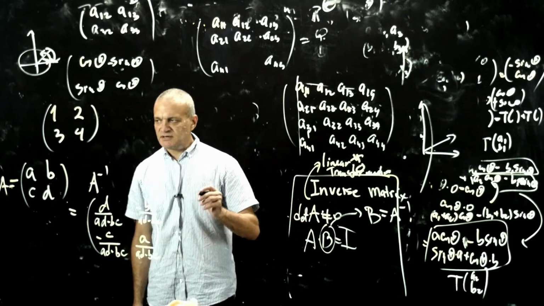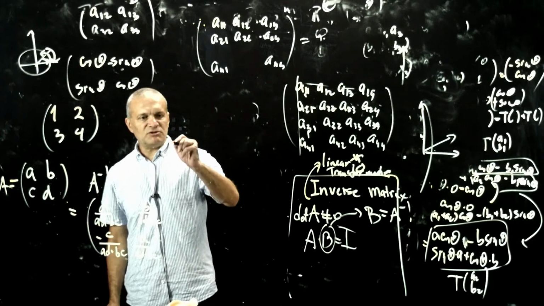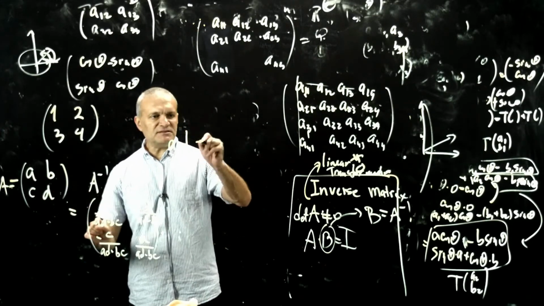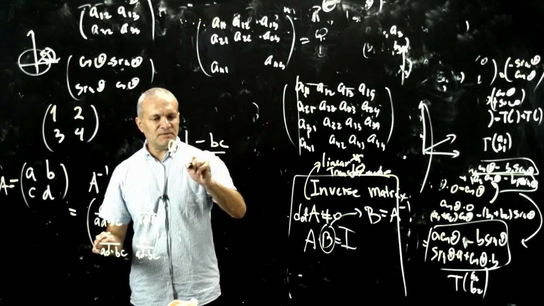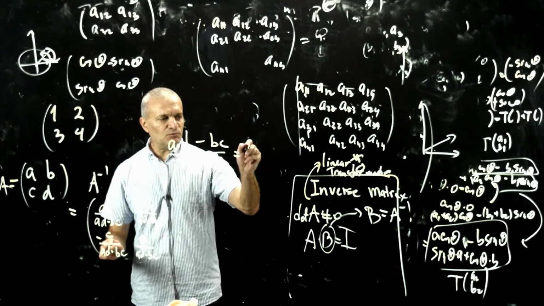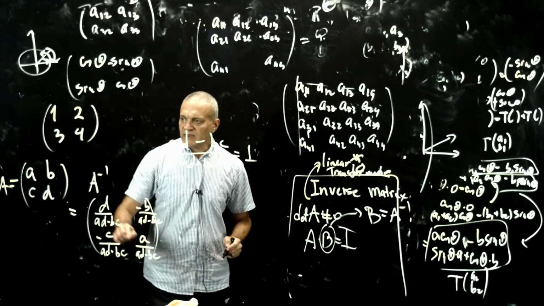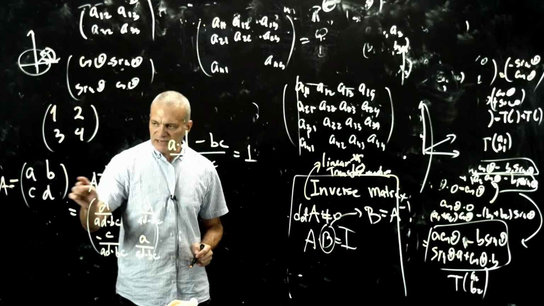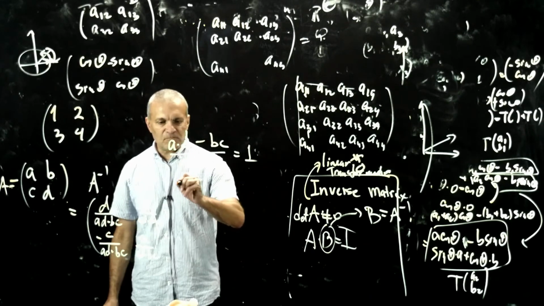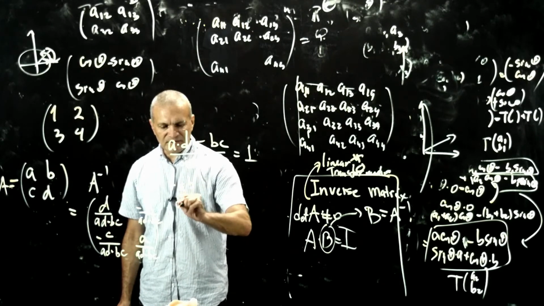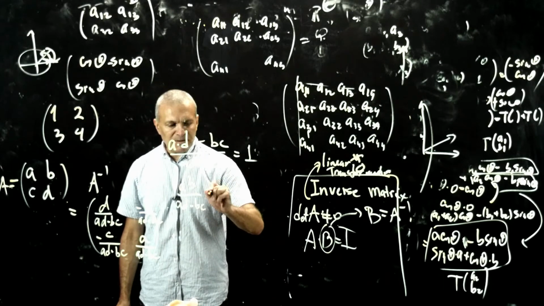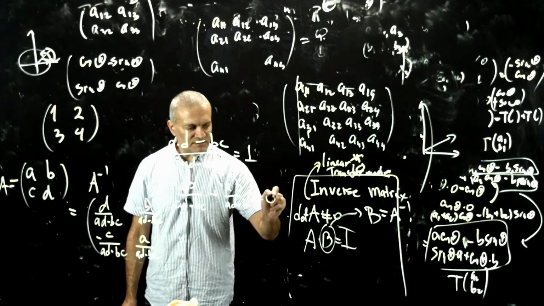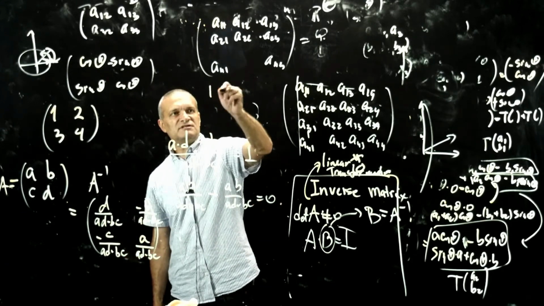So we're going to have this times this, so it's going to be A times D minus B times C, divided by AD minus BC, which is going to be 1, correct? Now we're going to multiply by this column. So it's going to be this times this plus this times this. So it's going to be minus AB divided by AD minus BC, plus AB divided by AD minus BC, which is going to be 0. So here we have the matrix 1, 0.